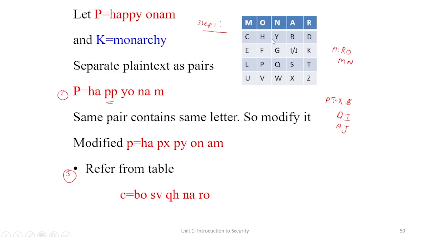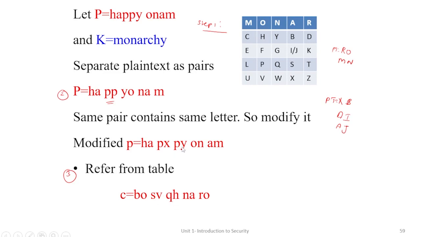HA is in a different row and column. So the H row value is B, the column value is O. So the answer is BO. For PX, different row and column, so the P row value is S, the column value is V. So SV. PY is also a different row and column. So the P row value is Q, the column value is H. So the answer is QH. ON is in the same row, so the right side values give NA. AM: the A right side value is R, the M right side value is O. So this is the ciphertext.